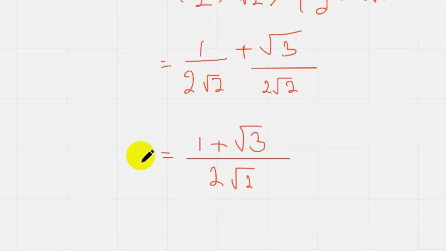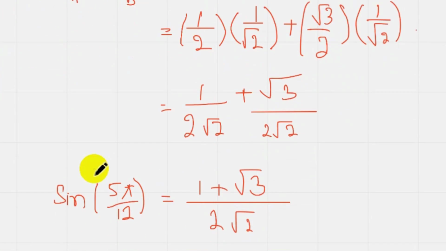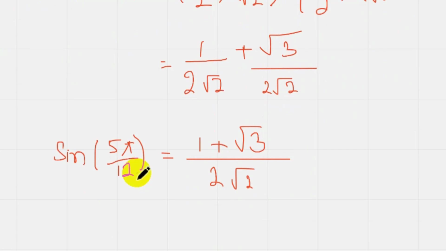This is the value for sin 5 pi over 12. I wrote 5 pi over 12 here because pi over 6 plus pi over 4 equals 5 pi over 12, which is 75 degrees. So there you go, this is your answer.